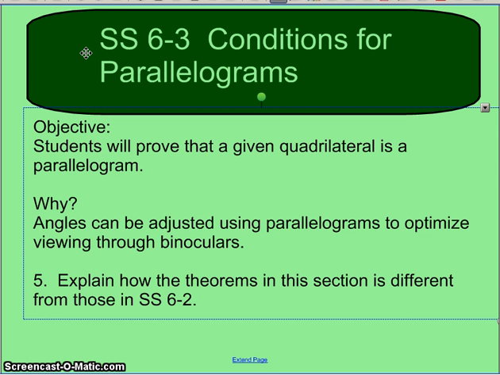This is section 6.3, conditions for parallelograms. This is Mr. Lane coming at you again from OHS High School, for the Geometry iPad Initiative class. Make sure you read the objective, the why. Answer question number 5 in your notes, and let's get rolling on this.